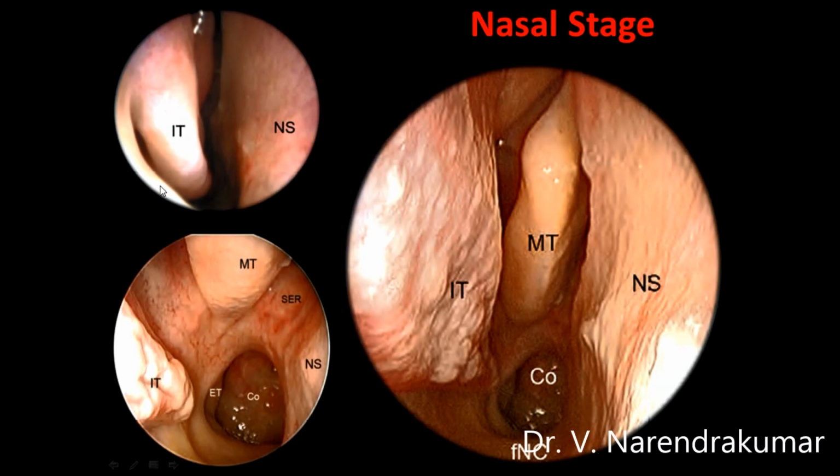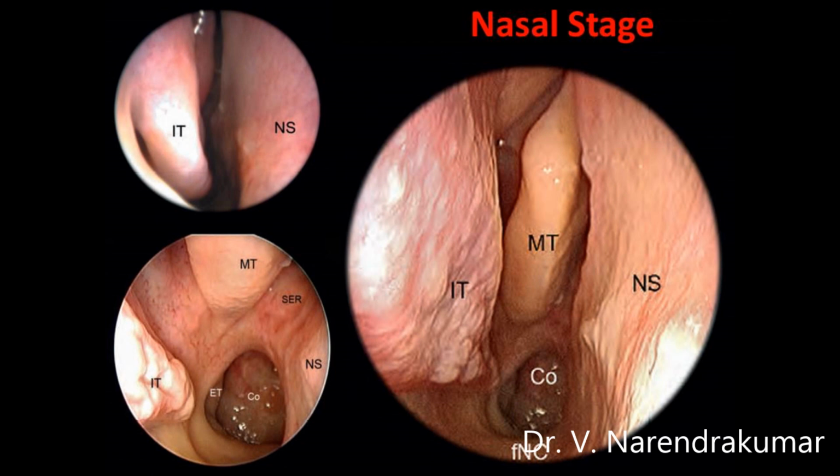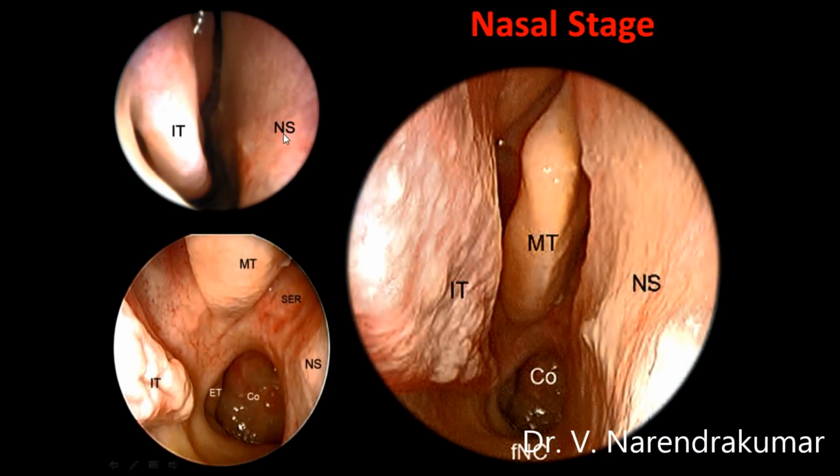This is the right side of the nasal cavity. When we introduce the endoscope, the first structure to be seen is the inferior turbinate. Lateral to it is the inferior meatus, where the nasolacrimal duct drains. Medial is the nasal septum. When we introduce the endoscope a little posteriorly, you will see the posterior end of the inferior turbinate. This is the choana, where the eustachian tube opens.